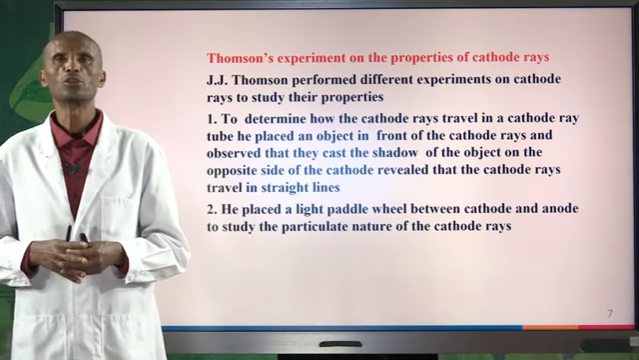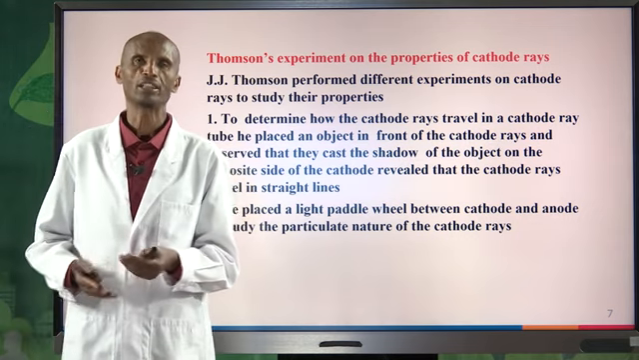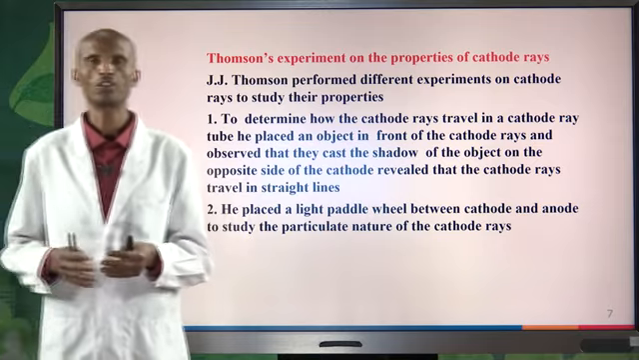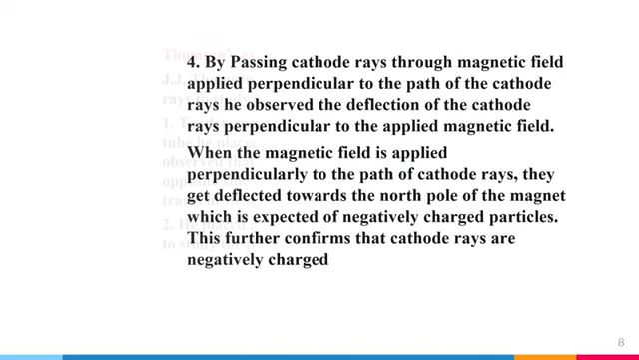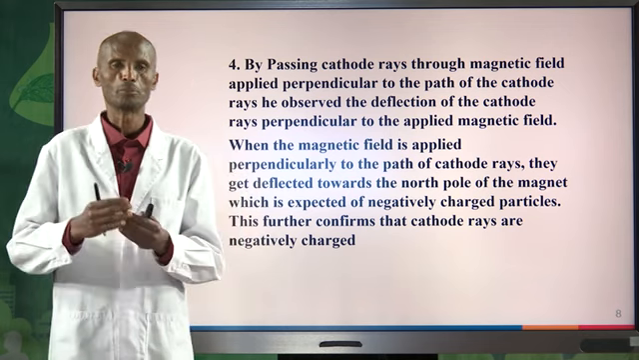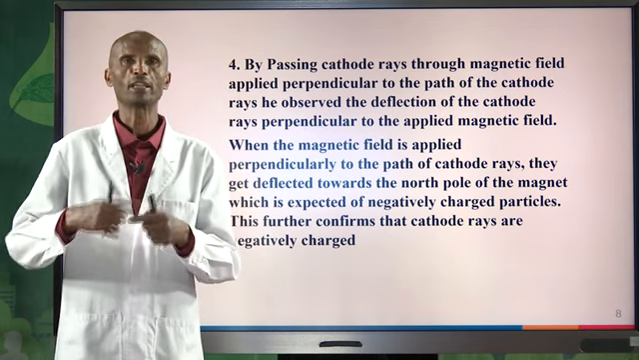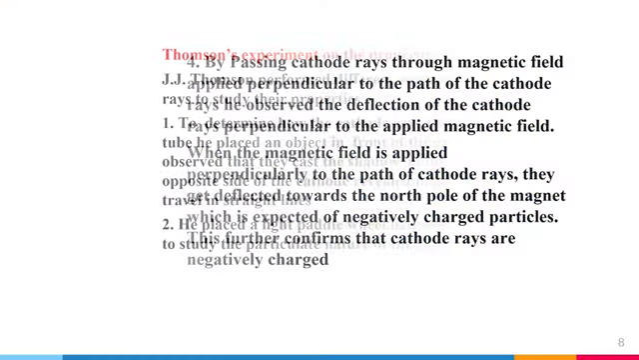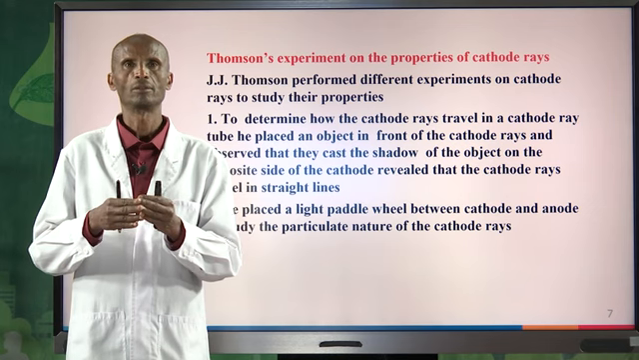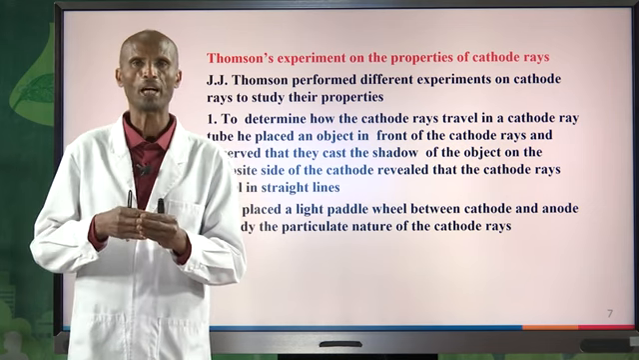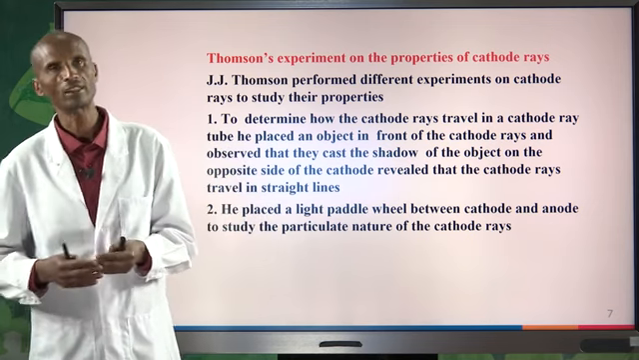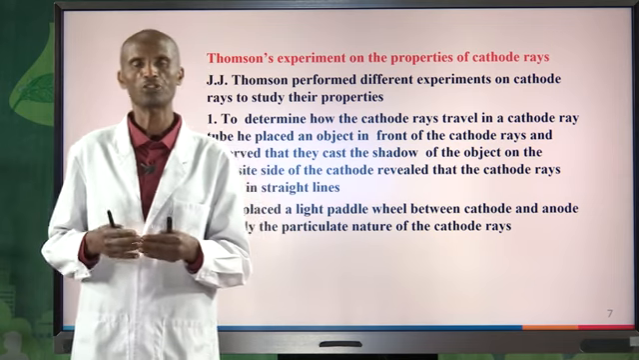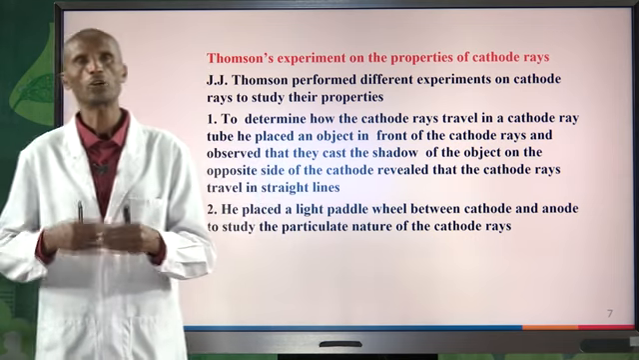Second, he needed to determine the particle nature of these cathode rays, whether the cathode rays are only rays or consist of particles. In order to detect this property, he put a rotating wheel or paddle wheel in the path of the cathode rays. When the cathode rays struck it, the paddle wheel rotated. So he said this implies that the cathode rays consist of particles, because only particles can cause the paddle wheel to rotate.